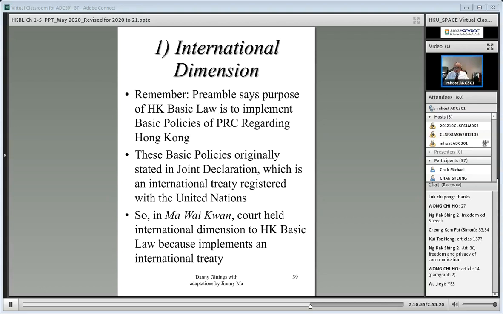And in Ma Wai Kwan, the court held that there is an international dimension to the Basic Law, because, why is that? Because the agreement, I'm trying to think, it just escaped me what the name of the international covenant was. Anyway, it was in the context that the Hong Kong Basic Law was implementing what was contained in the Joint Declaration, which is an international treaty.